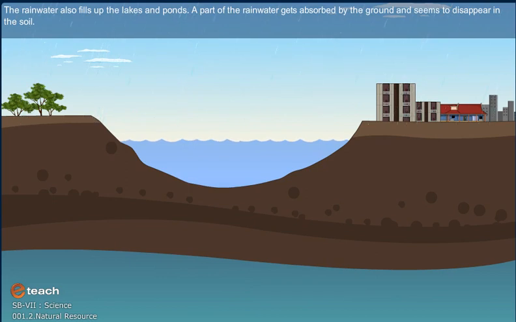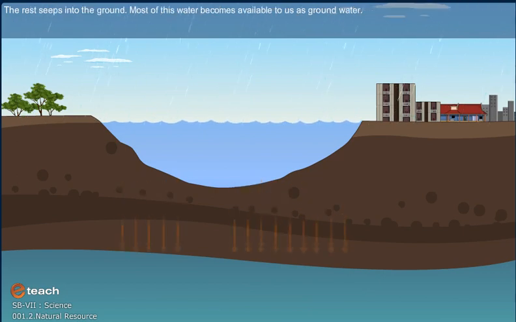The rainwater also fills up the lakes and ponds. A part of the rainwater gets absorbed by the ground and seems to disappear in the soil. The rest seeps into the ground. Most of this water becomes available to us as groundwater.